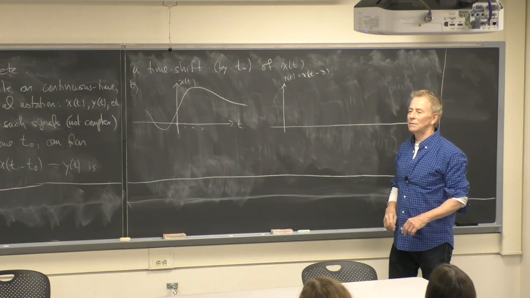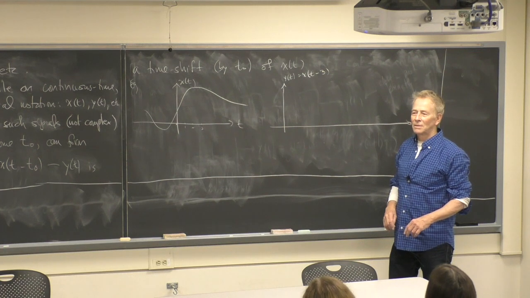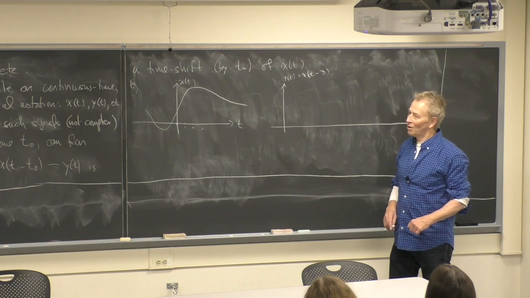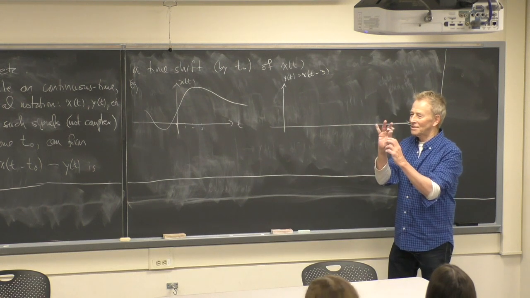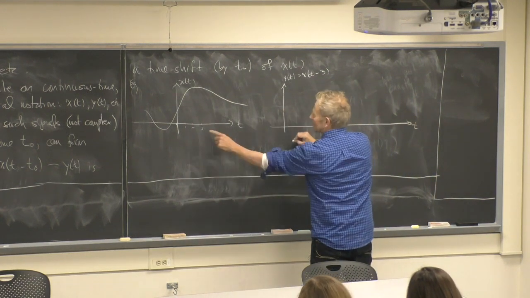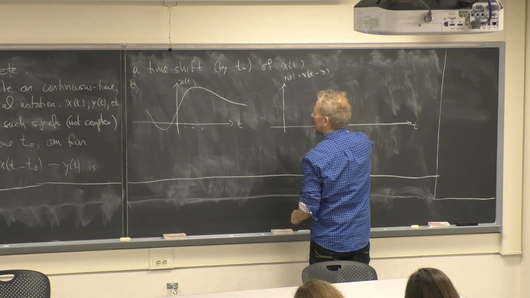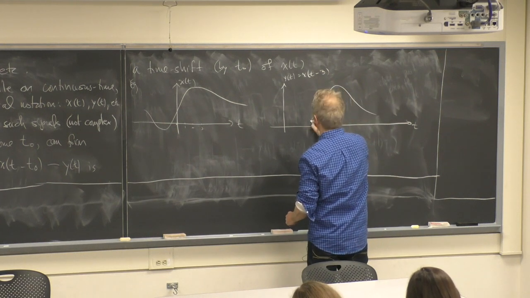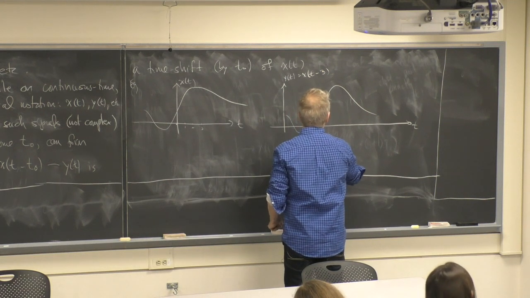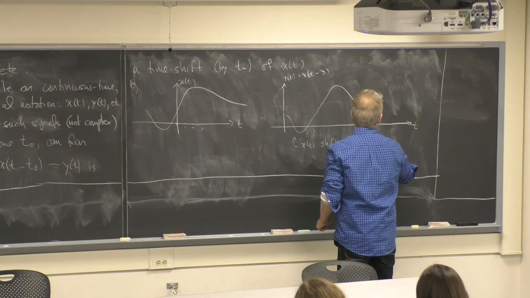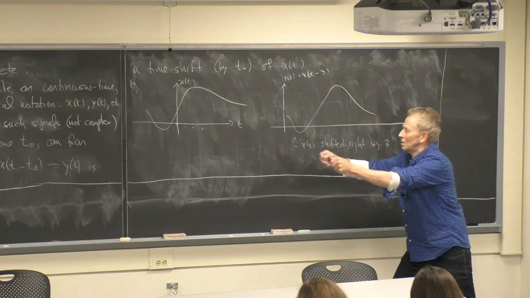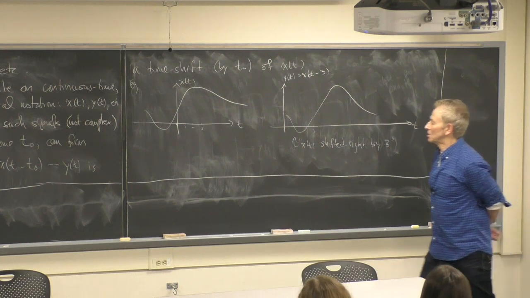How many people think right? How many people think left? OK, lots of abstentions, but no wrongs. Right is right. This is shifted to the right by 3. So whatever happens at time 0 is now going to be happening at time 3. So it's going to look like this, and then it's going to go like so. So x of t shifted right by 3. And similarly, if t0 happens to be negative, you shift by the absolute value of t0 to the left. So that's one thing.